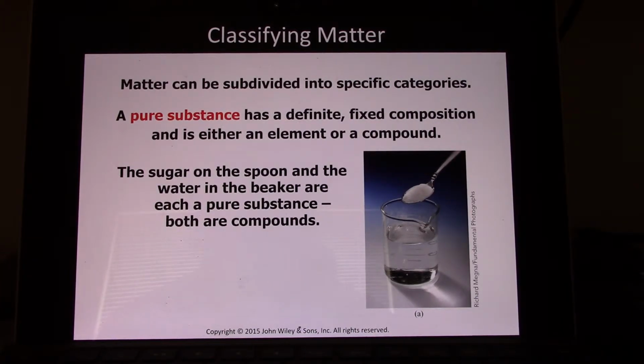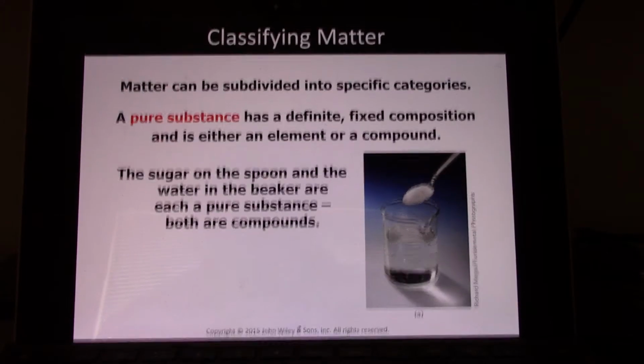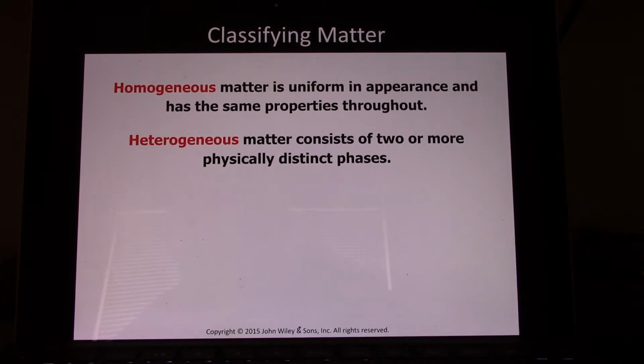The water in the beaker is a unique substance. It's water. And if you put them together, now we have a mixture. A mixture is two or more pure substances together. And a mixture can either be homogeneous or heterogeneous.